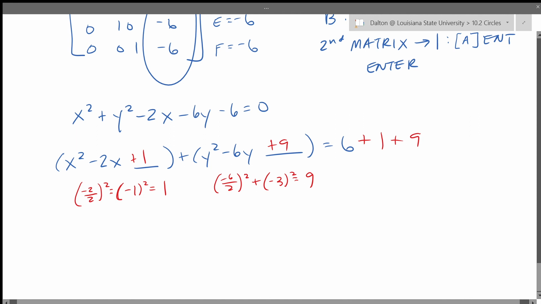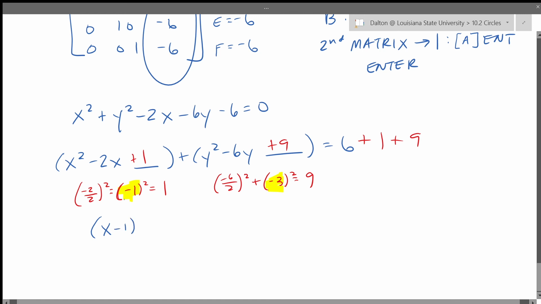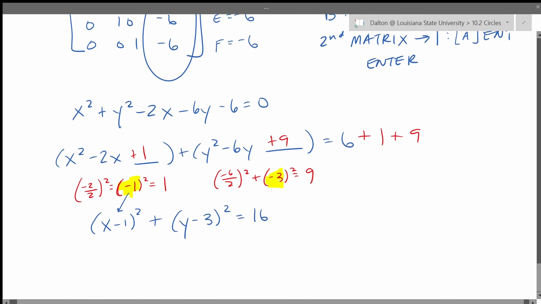And then the purpose of completing the square was so that we could rewrite these as perfect binomials squared. So that'll be x. Again, you can focus on these b over 2 values and just drop those straight down. That'll be x minus 1 squared plus y, bring down the minus 3 squared, equals 6 plus 1 is 7 plus 9 is 16. So there's the first part of your answer.